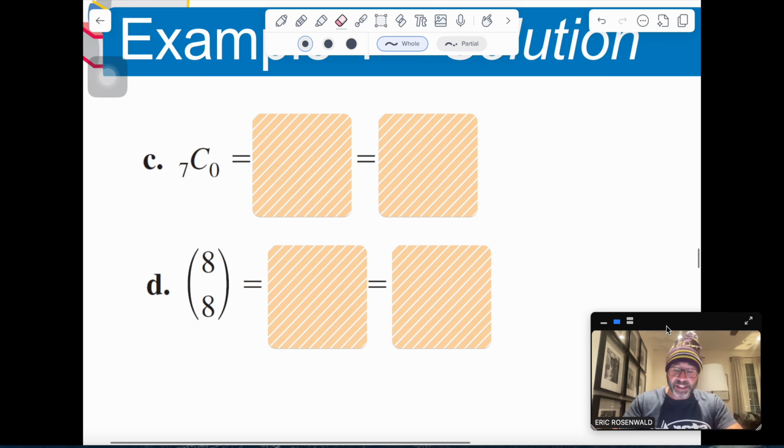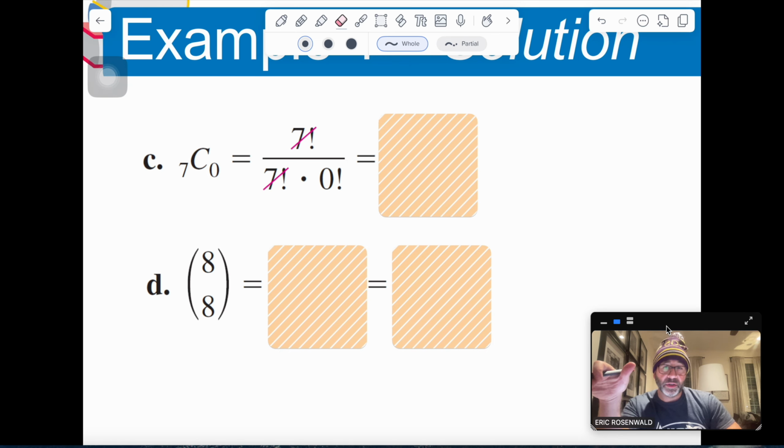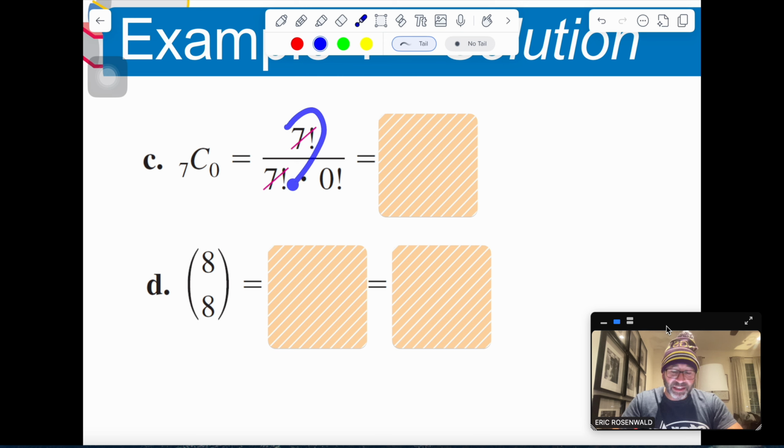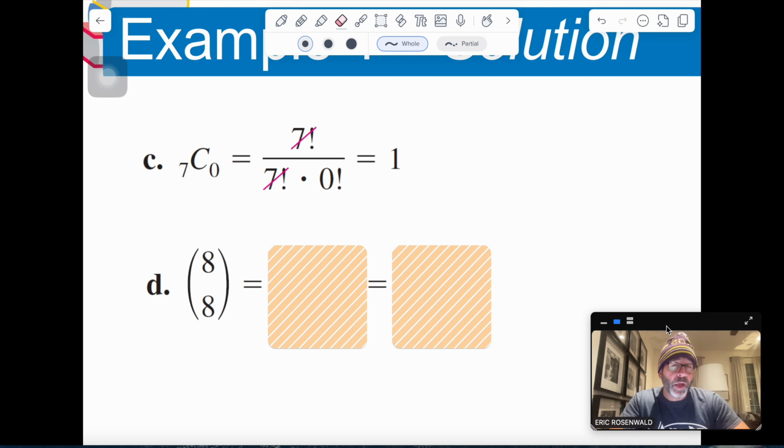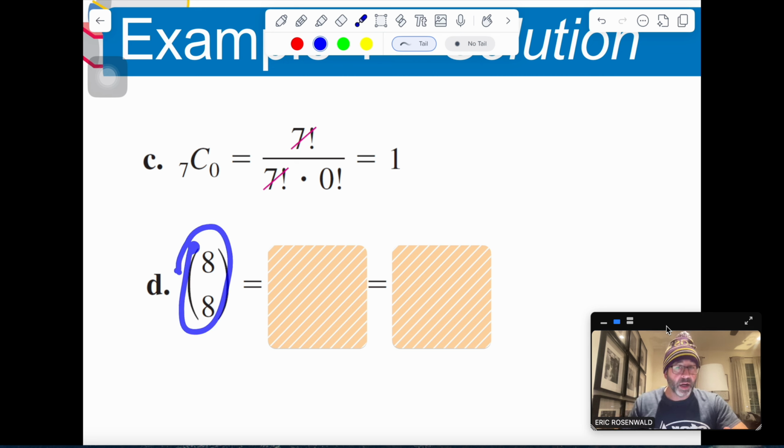If we look at 7C0, it means we're going to go 7 factorial divided by 7 minus 0 factorial times 0 factorial. Now, if these disappear, it would be like, what am I going to do? I'm going to divide by 0. Well, if you remember one of our rules, we said that 0 factorial is equal to 1. We did that in our last section. And so we end up with 1 divided by 1, which is just 1. So anytime you have a 0 here for the 7C0, 9C0, 4C0, it always ends up equaling 1. That's a rule.